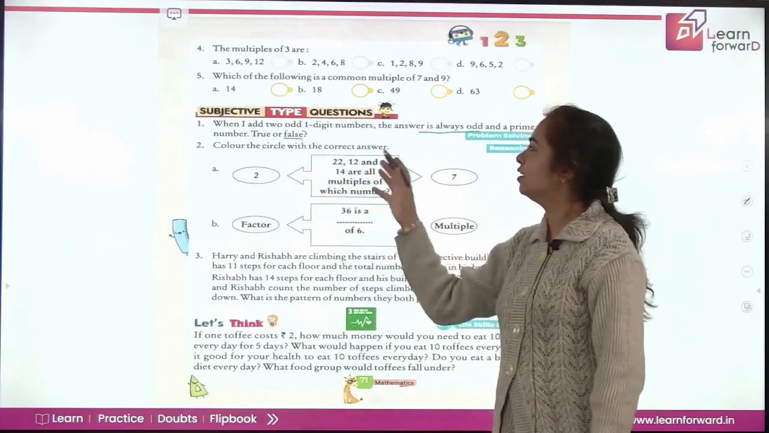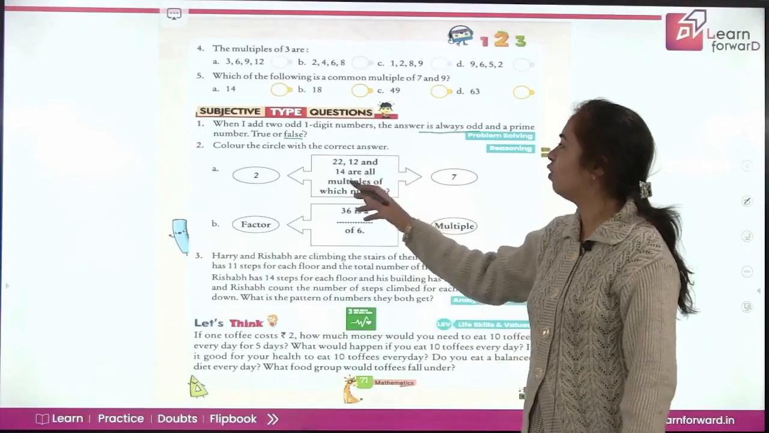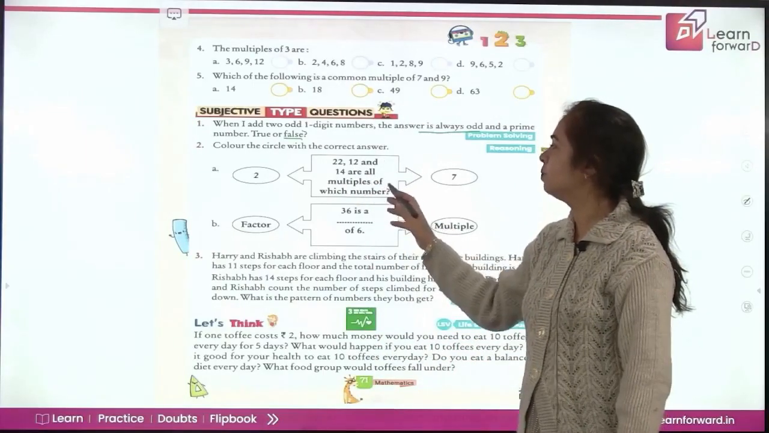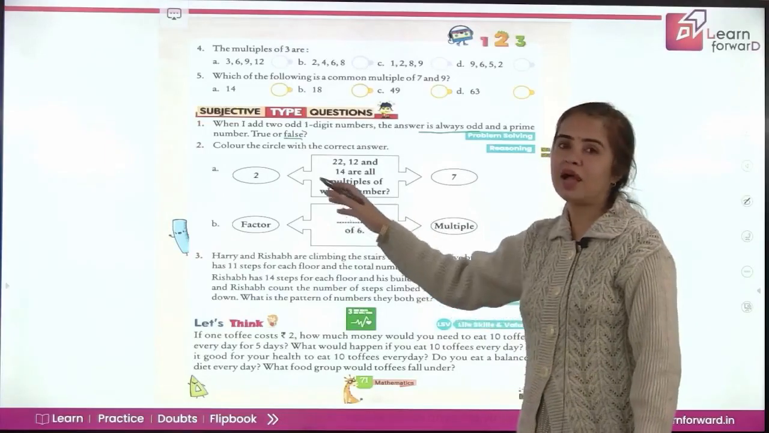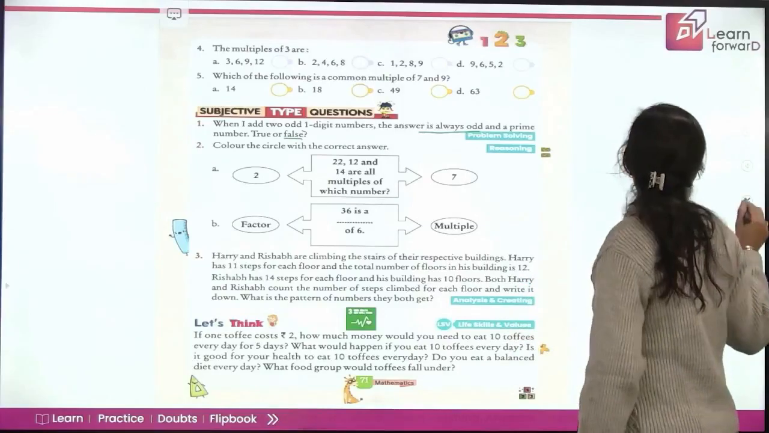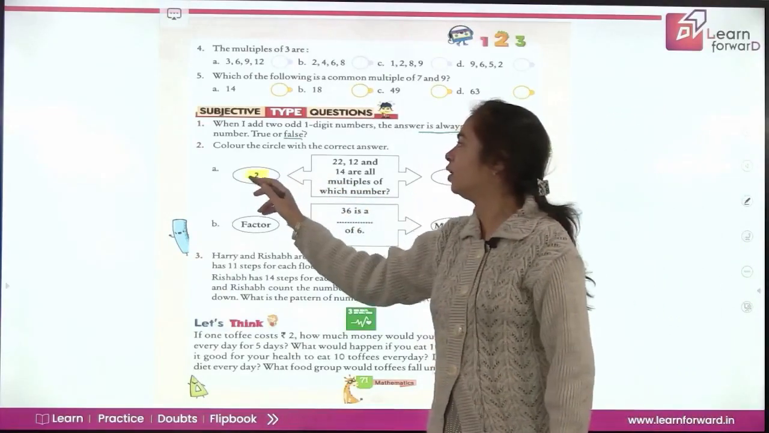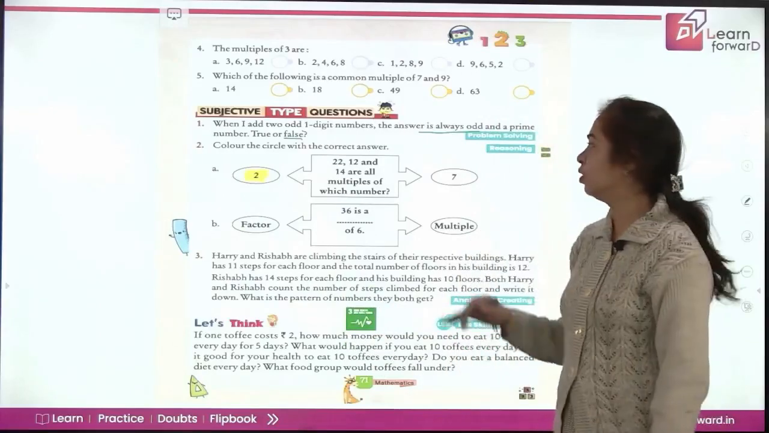Color the circle with the correct answer. 22, 12 and 14 are all multiples of which number? Are they multiples of 2 or are they multiples of 7? They are all the multiples of 2. 22 and 12 do not come in the table of 7.